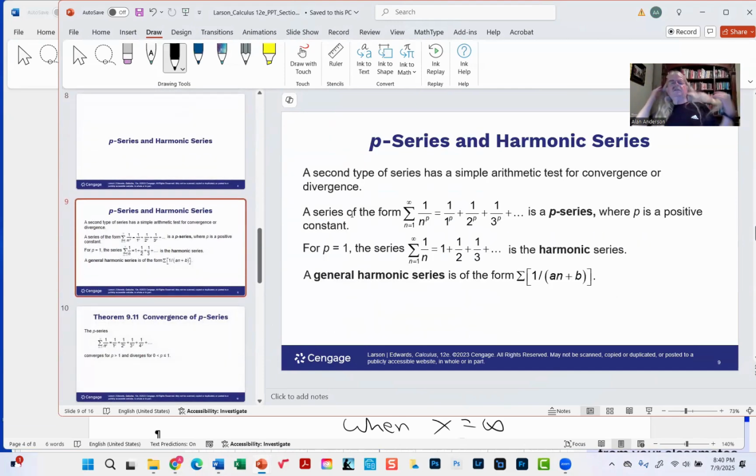Now, p-series, this is interesting. A p-series takes the form, sum from n equals 1 to infinity of 1 over n to the p power. Actually, let me just copy this.